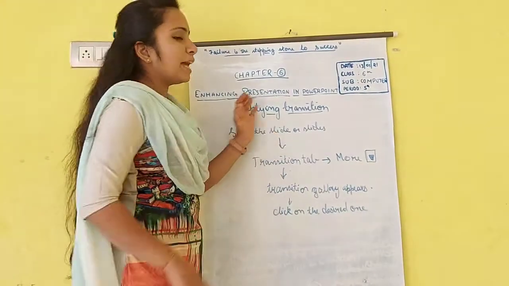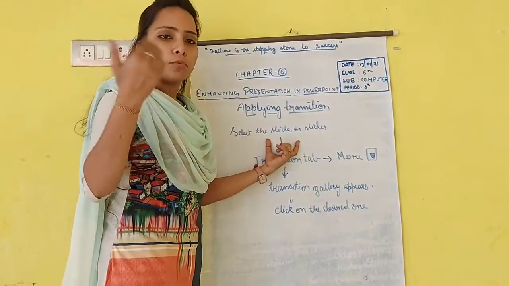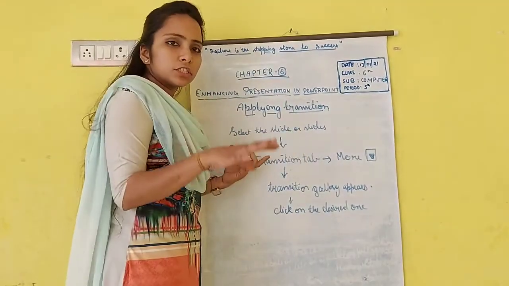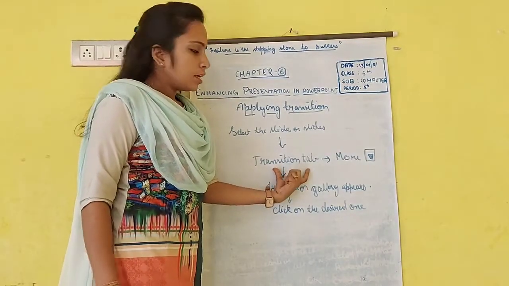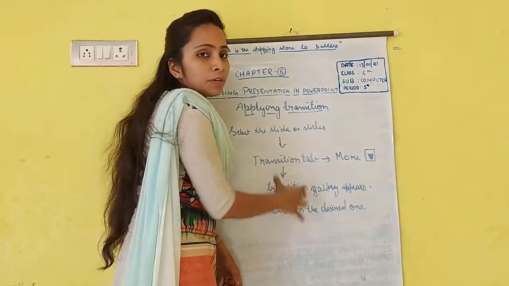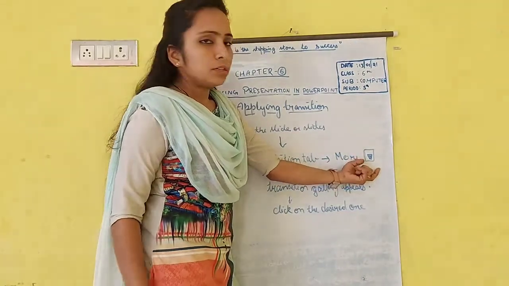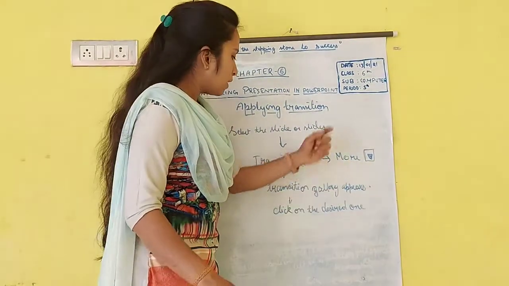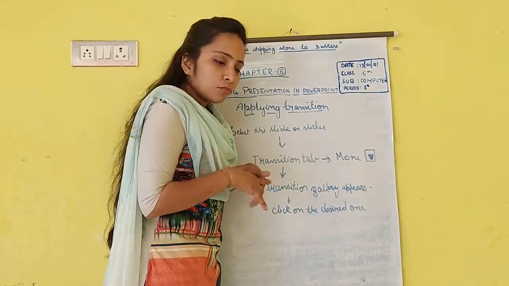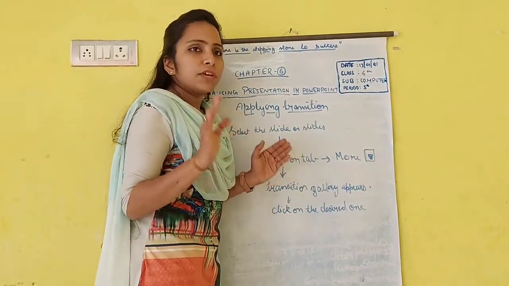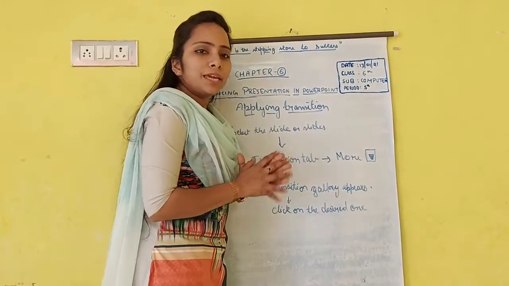Now, if you want to apply transition just like animation, you will select the slide, one or two or more, whatever slides you want the transition to occur. Then you will click on the Transition tab. When you click on the Transition tab, you will get a few options in front of you. But when you click on More, it will expand and you will get more. After that, the transition gallery will be in front of you. You can choose whichever you like, click on the desired one, and the transition will be applied.